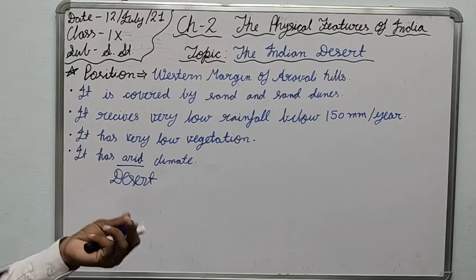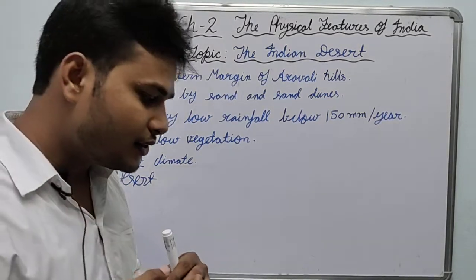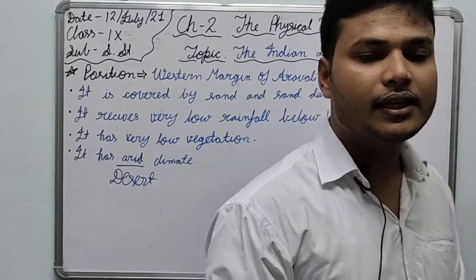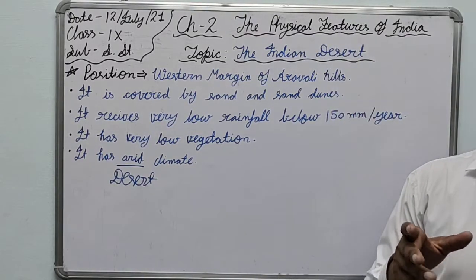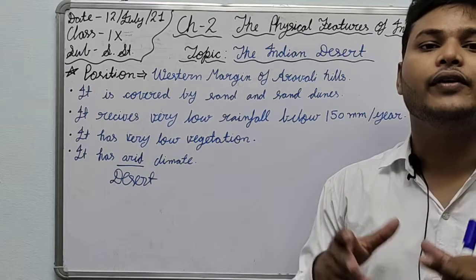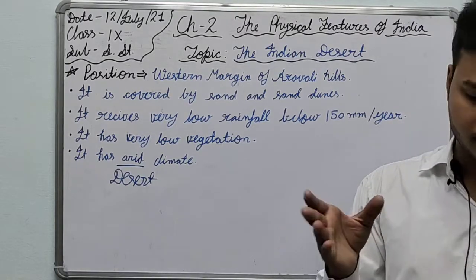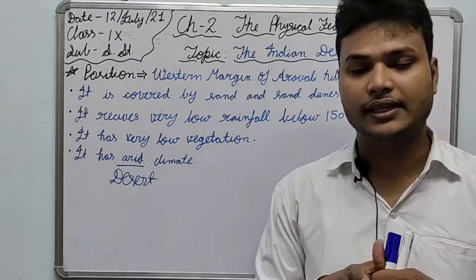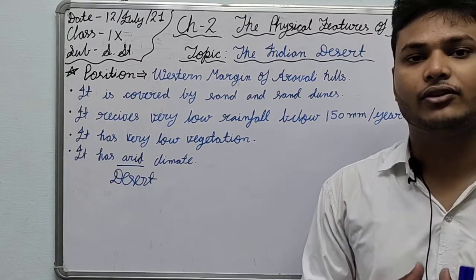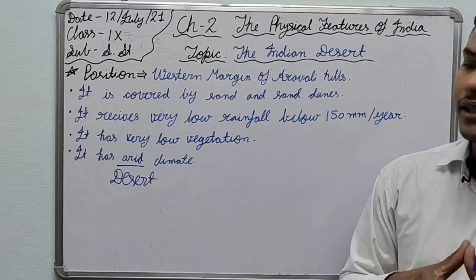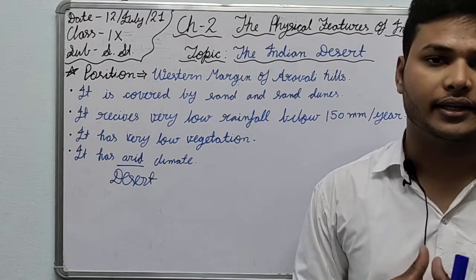Okay, a desert has a desert climate, definitely. So what is the meaning of this desert climate? A desert climate is a type of climate in which rainfall is very low, and the varieties of plants and animals are very low. Okay, the soil is sandy or rocky. This type of climate is known as desert climate or arid climate.